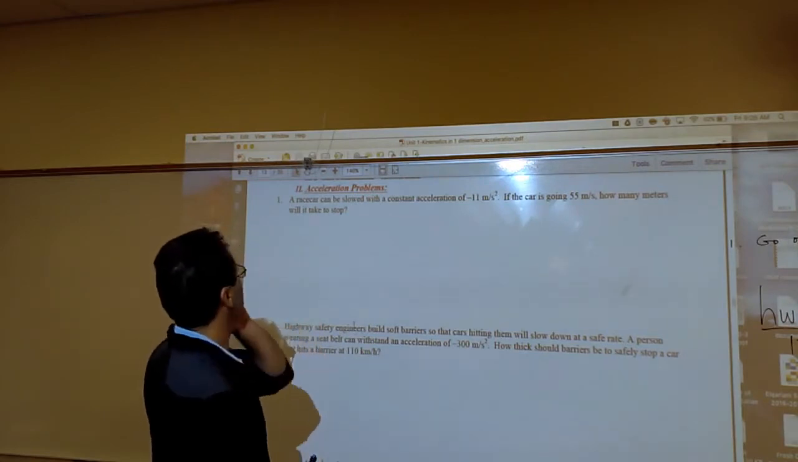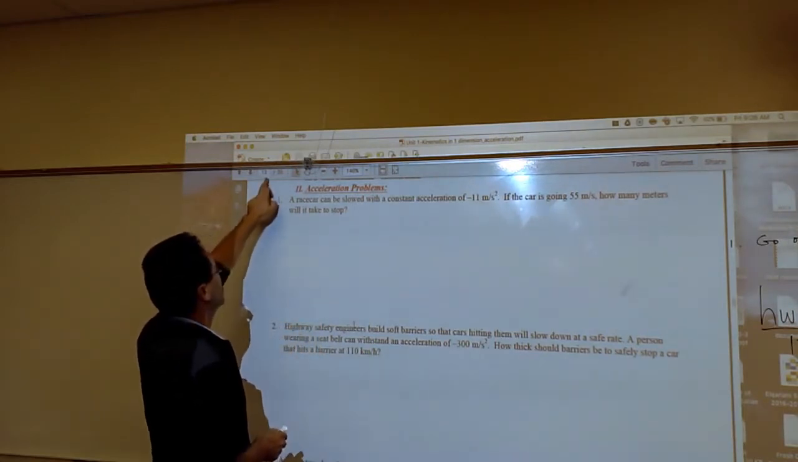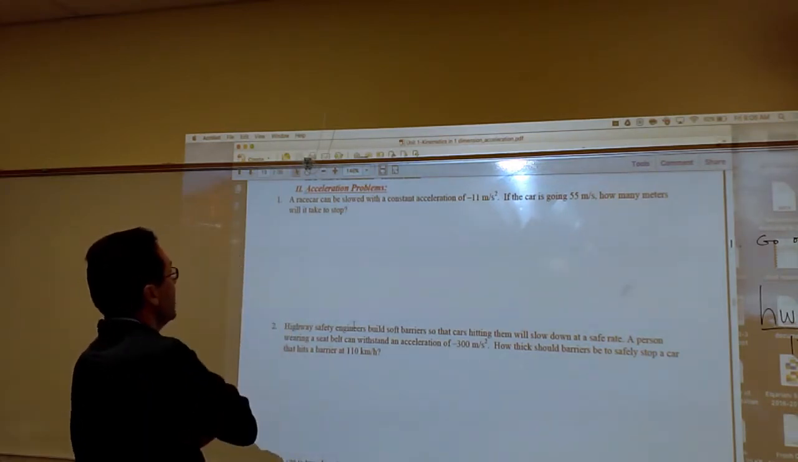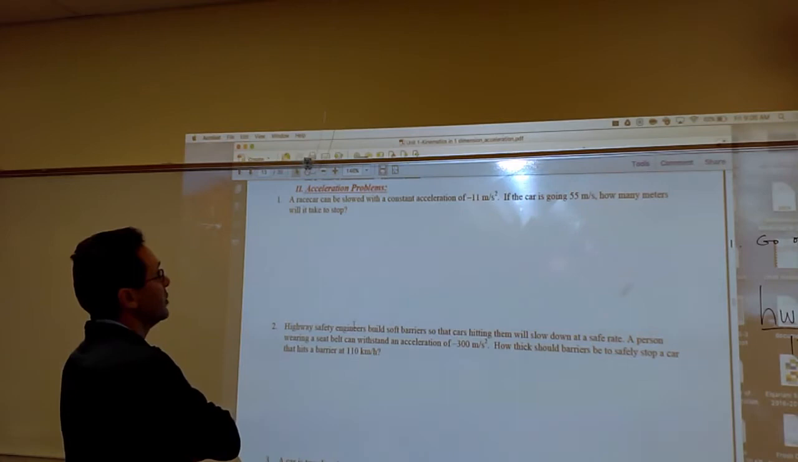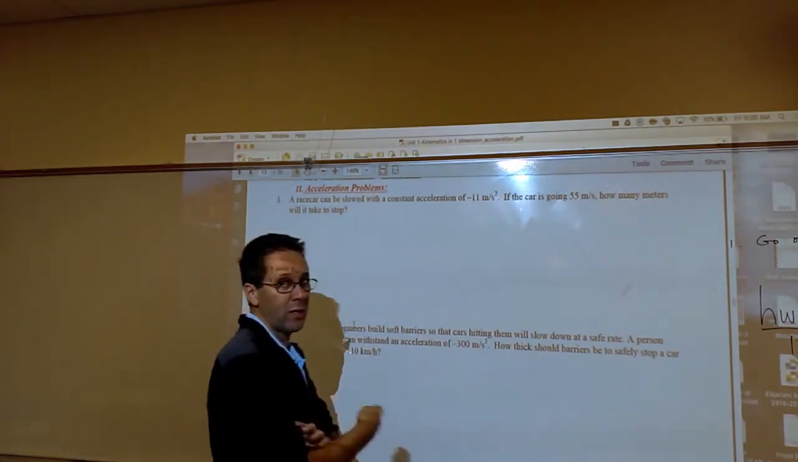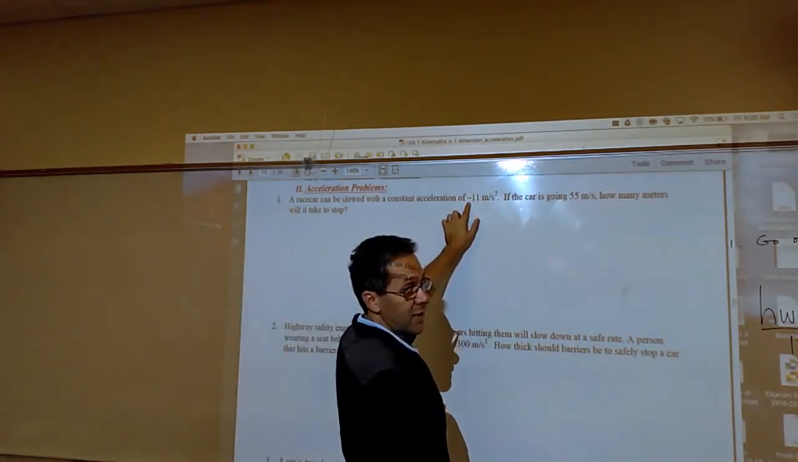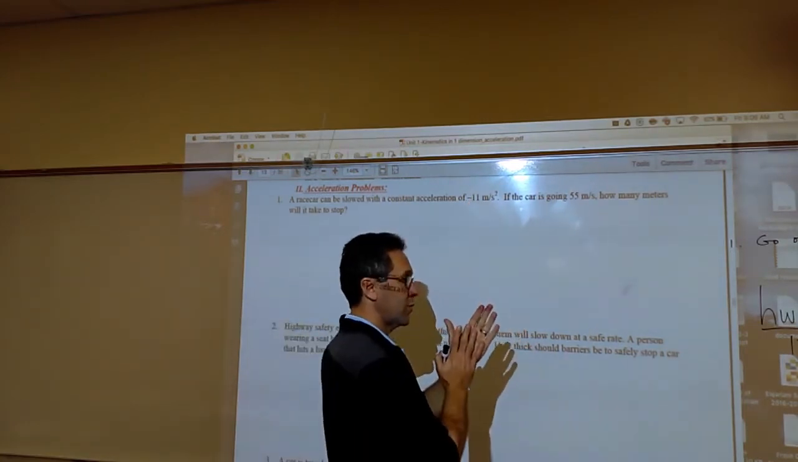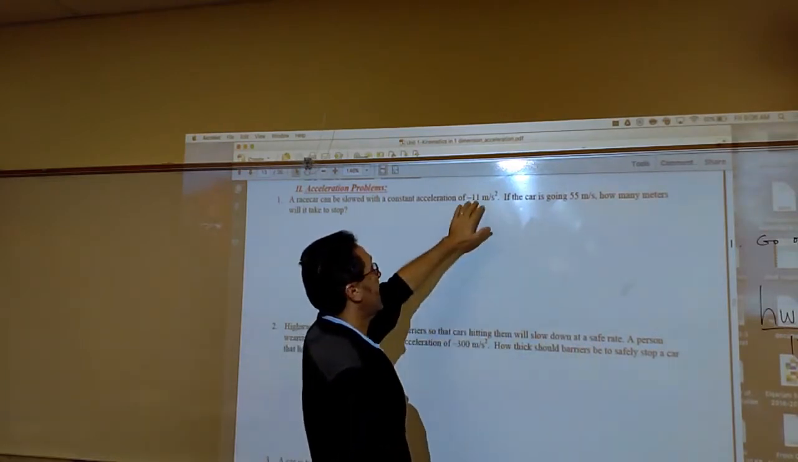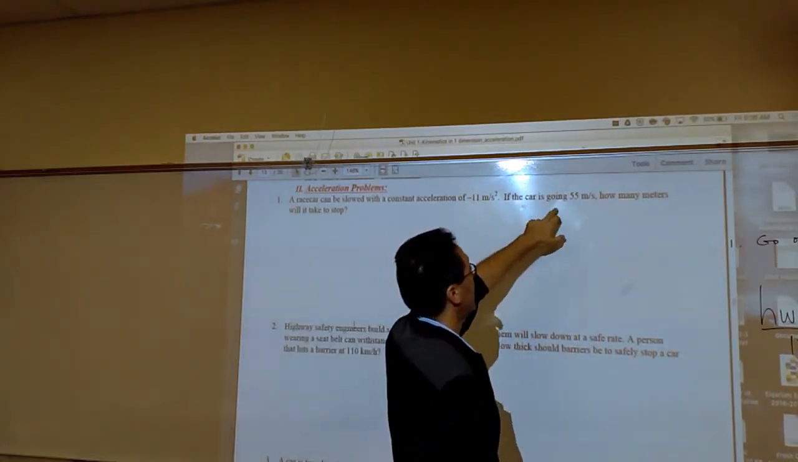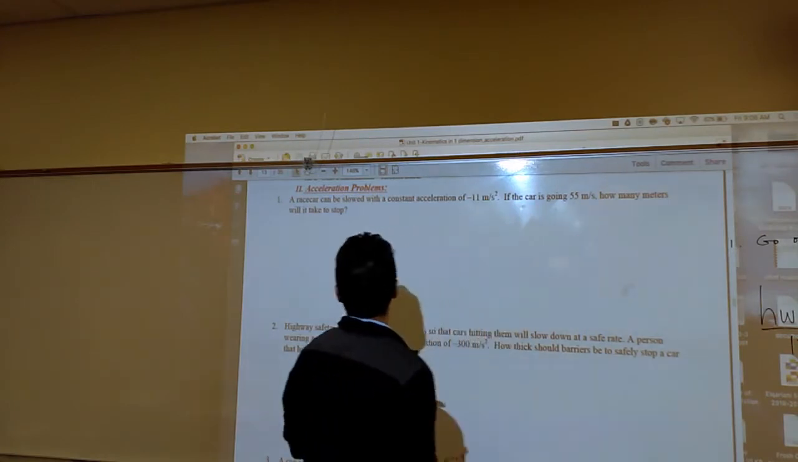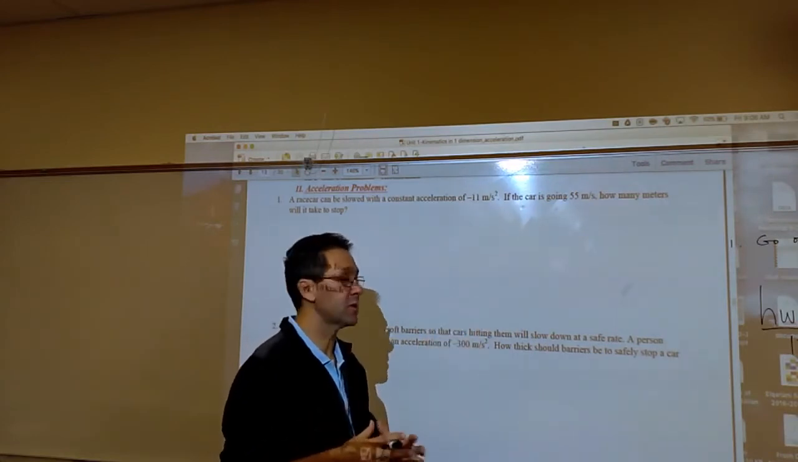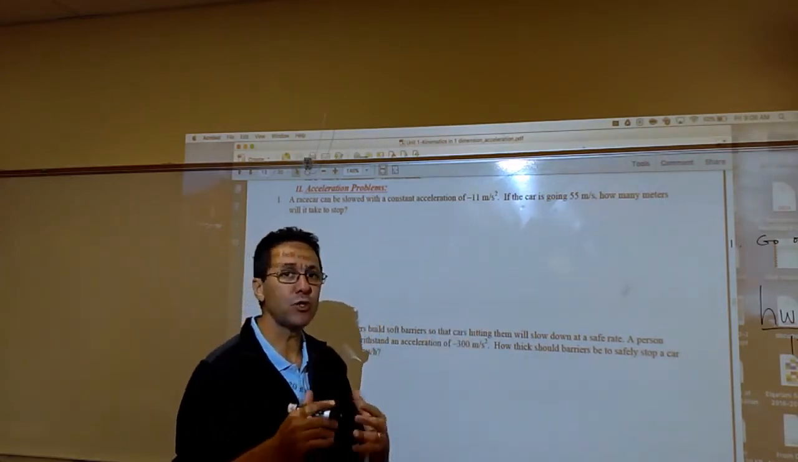I'm on page 13, and I'm doing problem number 1. It says a race car can be slowed with a constant acceleration of negative 11 meters per second squared. Now, they don't have to tell you the negative. If it says that it's slowing down and you're assuming that we're going in the positive direction, that has to be negative. The car is going at 55 meters per second. How many meters would it take to stop? A good strategy for all of these problems is to figure out what is it that you have.